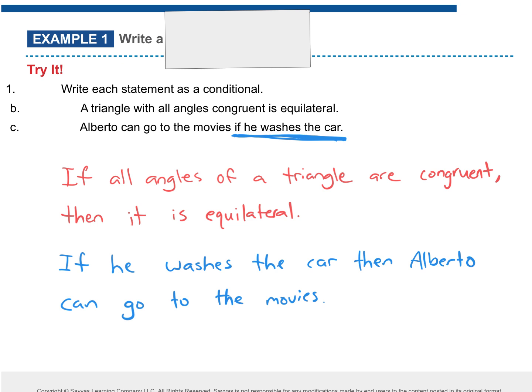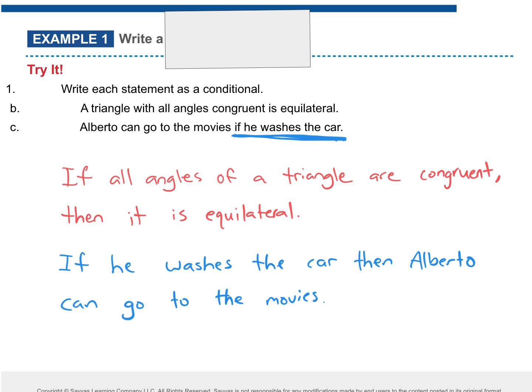The top one's a little more tricky. I put if all angles of a triangle are congruent, then it is equilateral. Is that what everyone else had? Did anyone write it the other way? What'd you put? I put if a triangle's angles are all congruent, then it's equilateral. Yep, that's good. Did anybody else have anything different? You could have said if a triangle is equilateral, then all angles are congruent. You could have also said that.